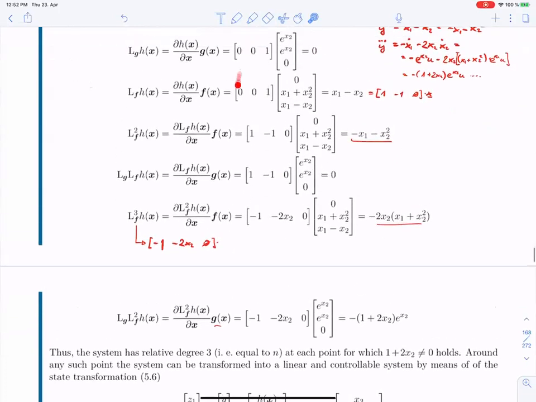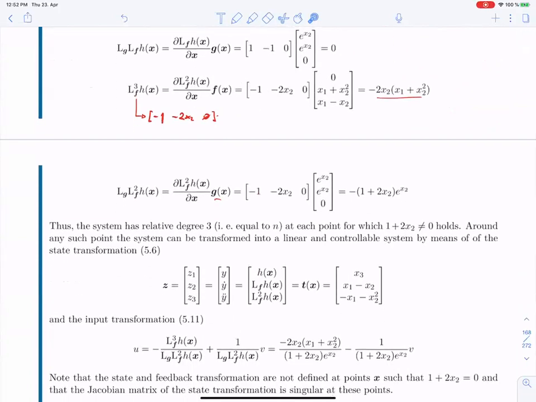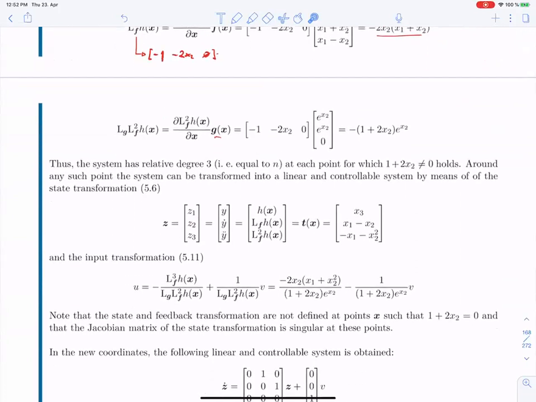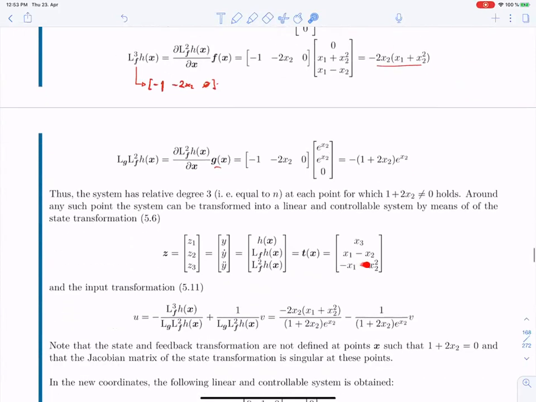Now we have everything that we need in order to compute our control law and our transformation. Obviously here the state transformation is found here. So C1, C2, and C3 is equal to y, y dot and y2 dot. So it's h of x, which is x3. It's LF h of x, which is this guy here, and LF squared h of x, which is this guy here. If you just compare it to what I did here, that would be y, that would be y dot, and that would be y2 dot. And obviously, again, here we get the same result. So it's a good check that we did it correctly.